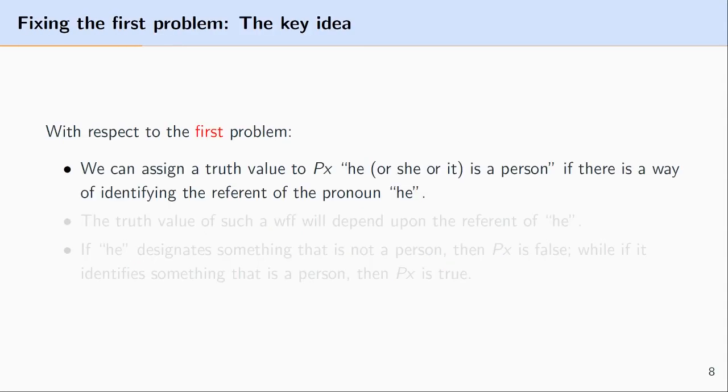Let's take the first problem. The first problem is that we don't have a way of defining the truth value of open well-formed formulas. That is, formulas with free variables. That is, formulas like Px right here, or "he or she or it is a person," to put it in English. But we can assign the truth value of this formula, Px, or in English, a sentence like "he is a person" or "she is a person," if we have a way of identifying the referent of the pronoun he or the referent of the variable x.